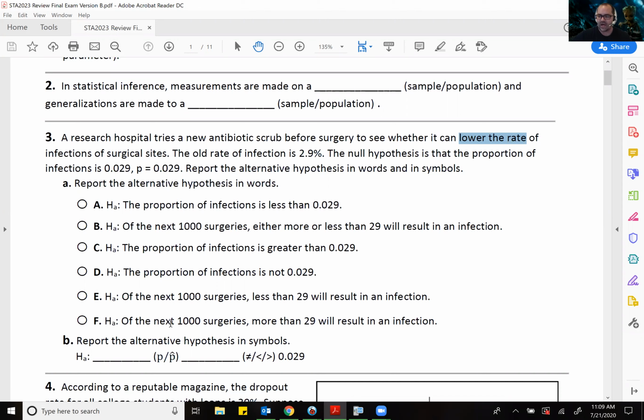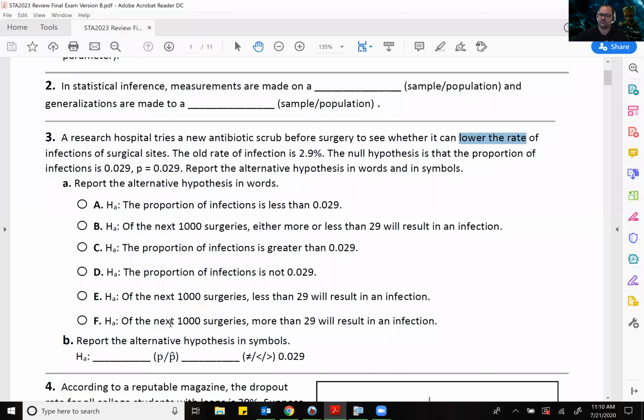That the Ha, and again, I'm writing out our answer key as we're doing this. So it might seem like I cut out for a second, but I'm really here. I'm just writing out what the answer is. P is less than 0.029. All right. So we chose A, and then the next part says we need to actually write out what the Ha is.